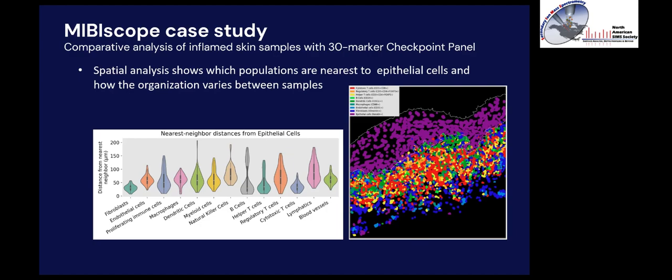And so we can do a nearest neighbors analysis of each cell, and find out how close they are to, or how far apart they are from, different cell types or different morphological features within the tissue sample.